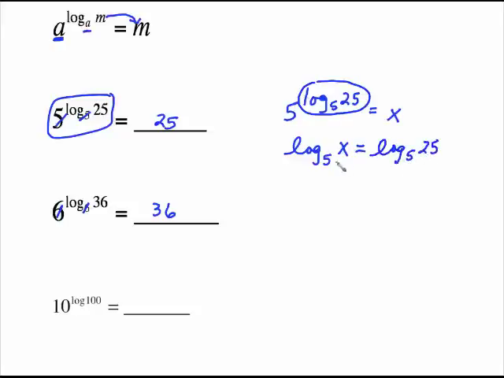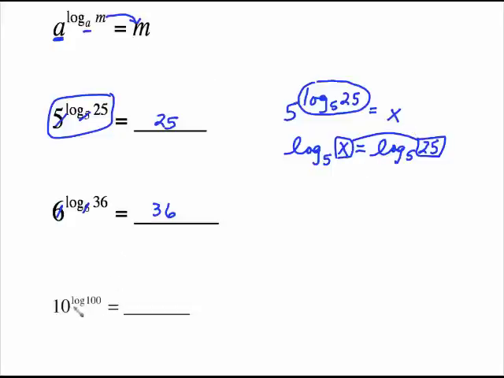Well, look at that expression. We have log base 5, log base 5. If those two expressions are equal, and they both begin with log base 5, that means that x must equal 25. You don't have to go through all of those steps. That's the whole purpose of memorizing this relationship.